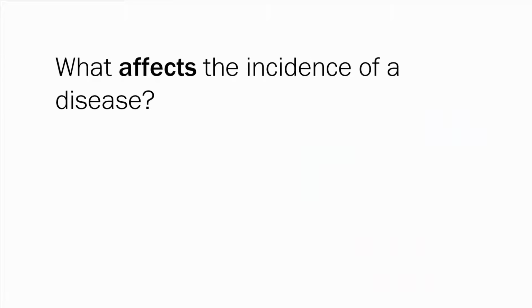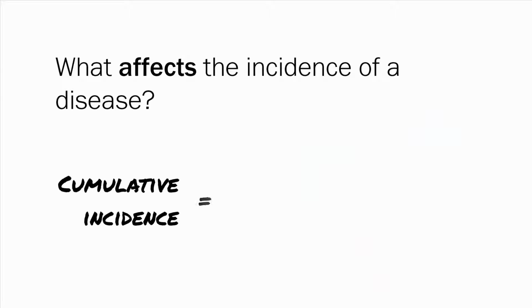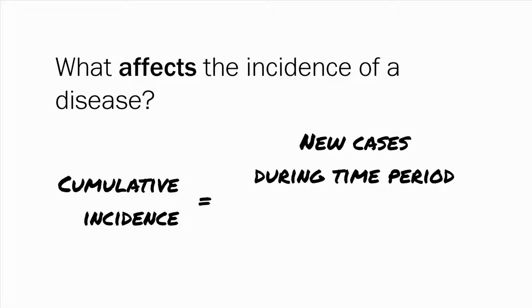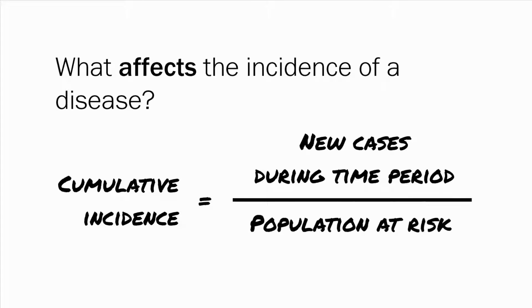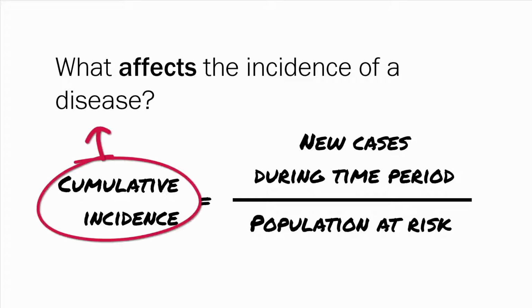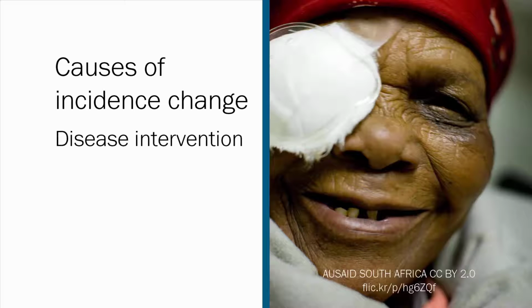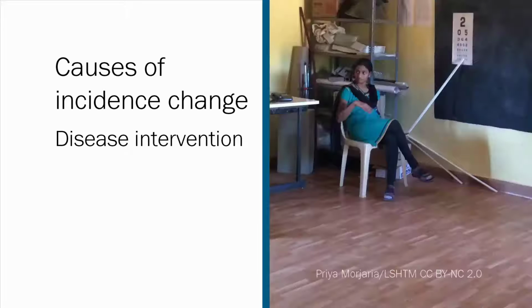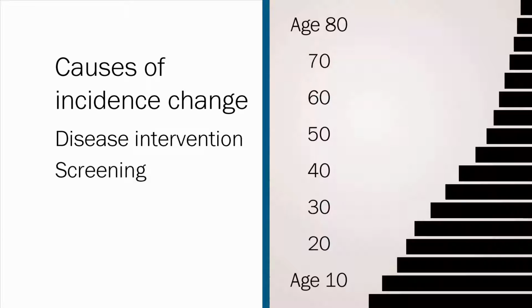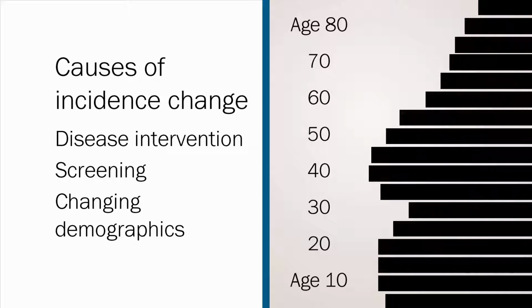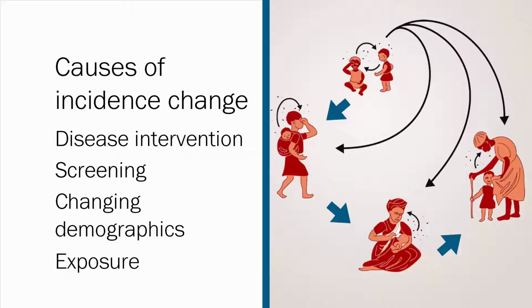What affects the incidence of a disease? When we measure incidence, we look at how many people get a disease during a specific time period in a given population at risk. If we see an increase or a decrease in the incidence of a disease, it suggests that something has happened or is going on to cause this. For example, a successful disease intervention, or carrying out screening for a disease, or changes in the population's demographics, or exposure to a causal agent or risk factor.